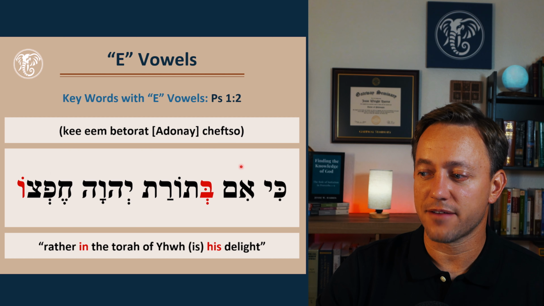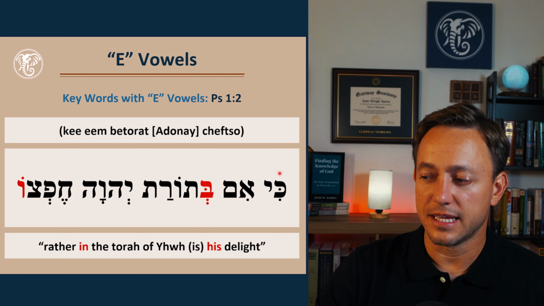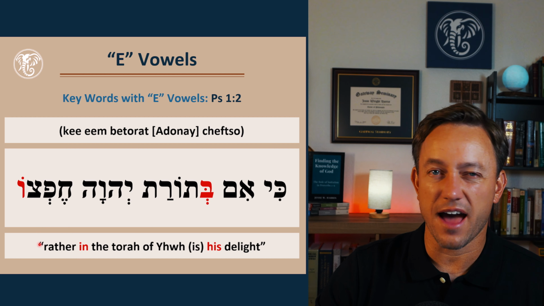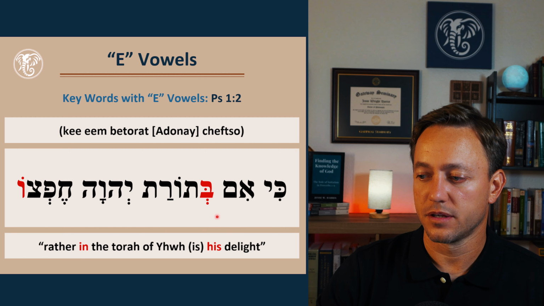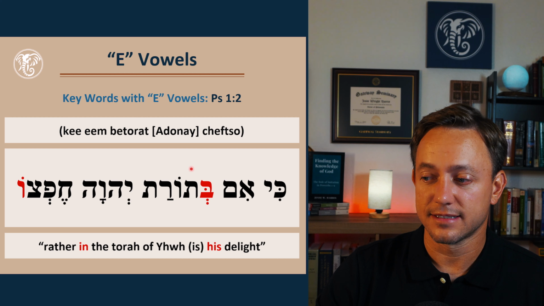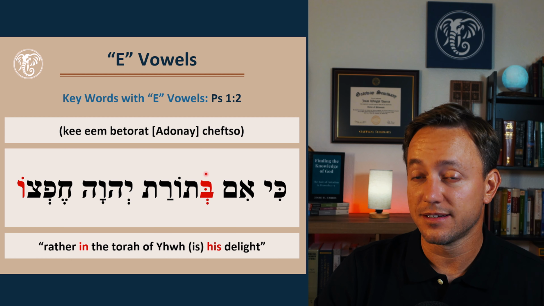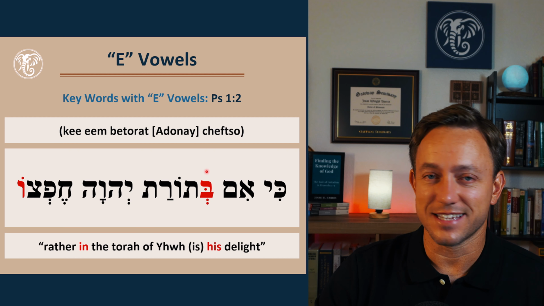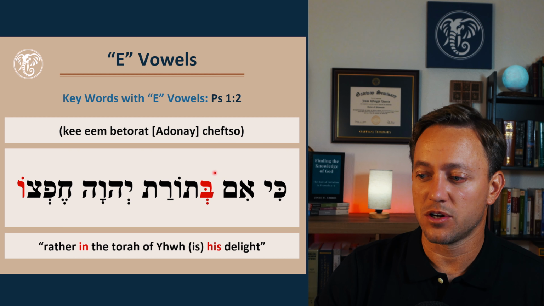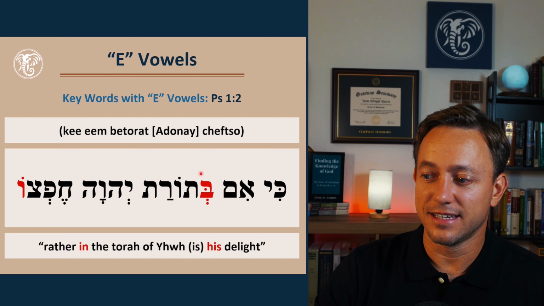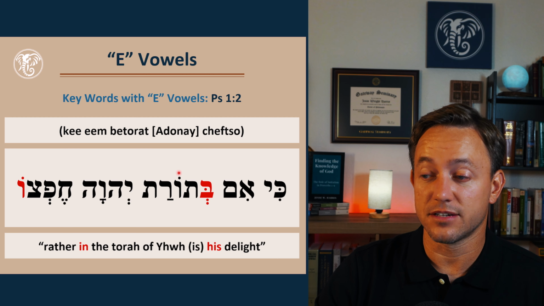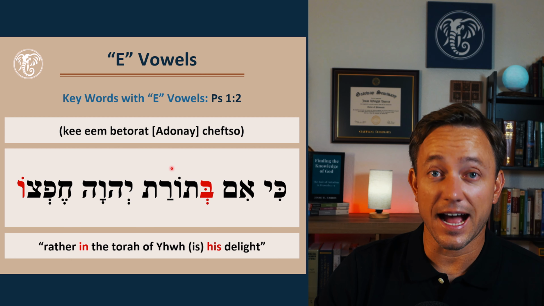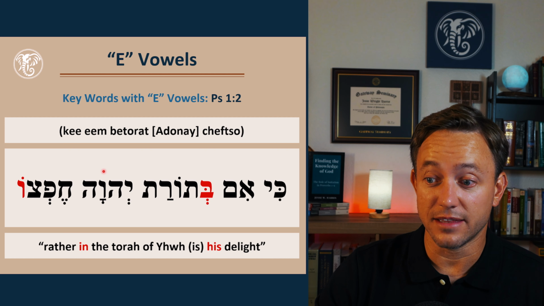All right, so what do we have here? Well, ki'im is really two separate words, but when they're together like this, it kind of means something like "rather than." Then we see betorat. So what does that bet added to the front mean? Well, hopefully by now it's becoming very familiar. It means in, with, by, among, right? So rather than in the Torah, the instruction, the teachings, the guidance of Adonai, the Lord.